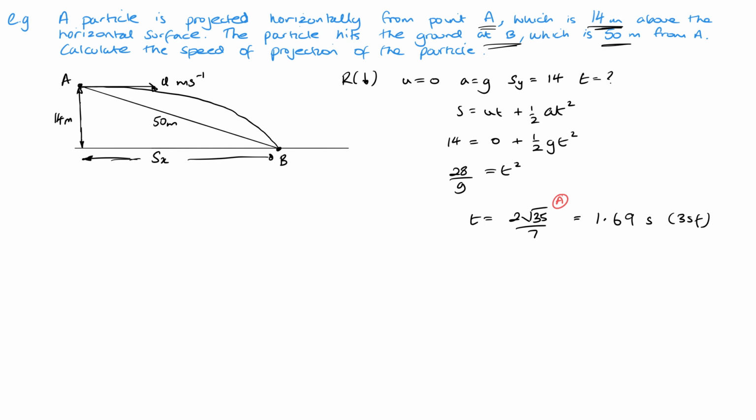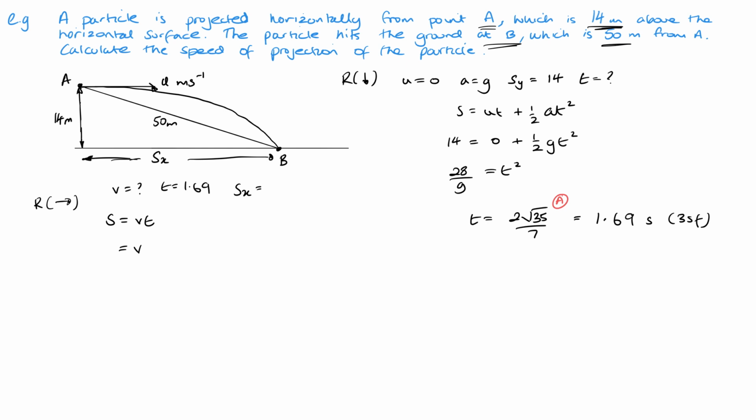Now that I've done that, I need to look at that horizontally, so let's resolve horizontally, and there we're using S equals VT. Now V is what we want to find, T is this 1.69, obviously I'll use the full value, and SX, that I actually need to find, don't I?